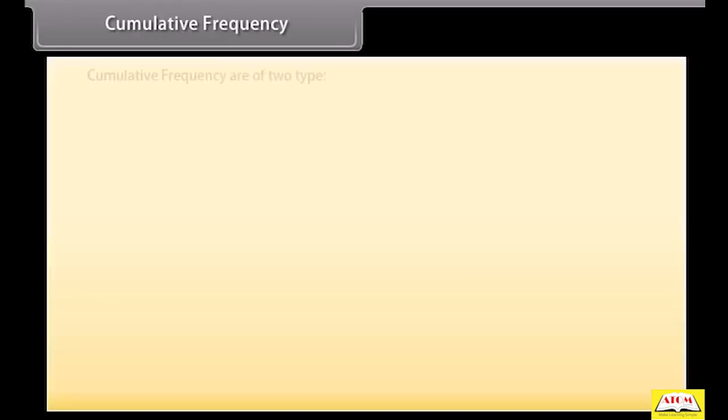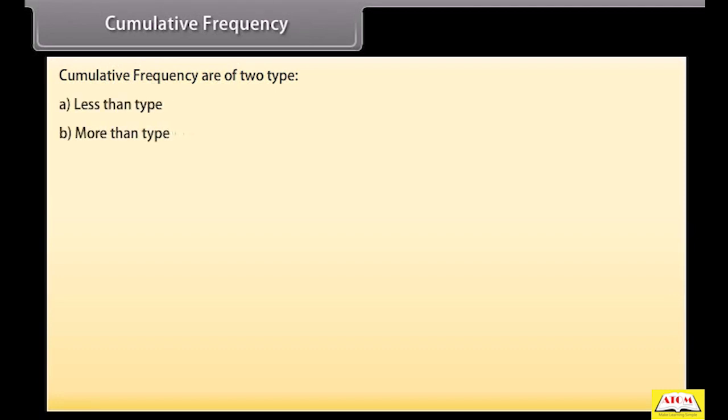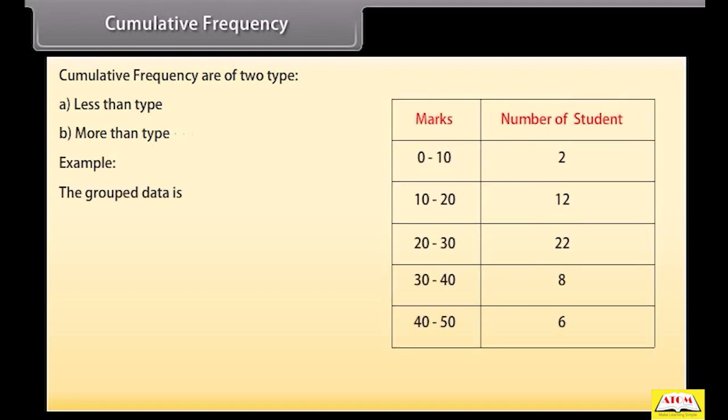Cumulative frequency. Cumulative frequency are of two types: A, less than type; B, more than type. Let us understand it with example. The grouped data is, for marks 0 to 10, number of students are 2. For marks 10 to 20, number of students are 12. For marks 20 to 30, number of students are 22. For marks 30 to 40, number of students are 8. For marks 40 to 50, number of students are 6.